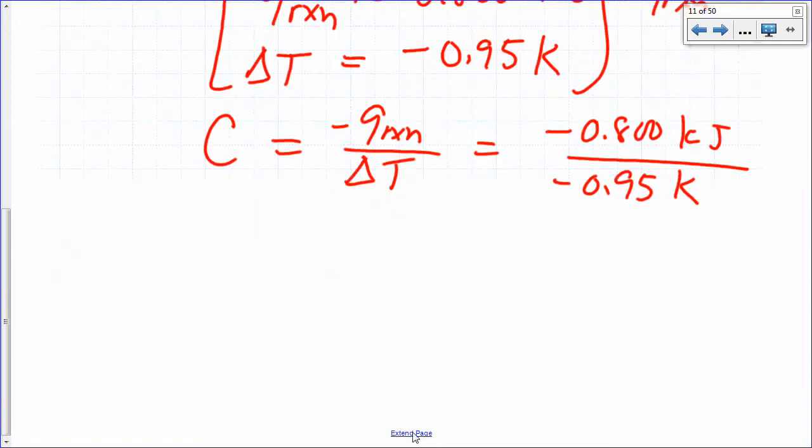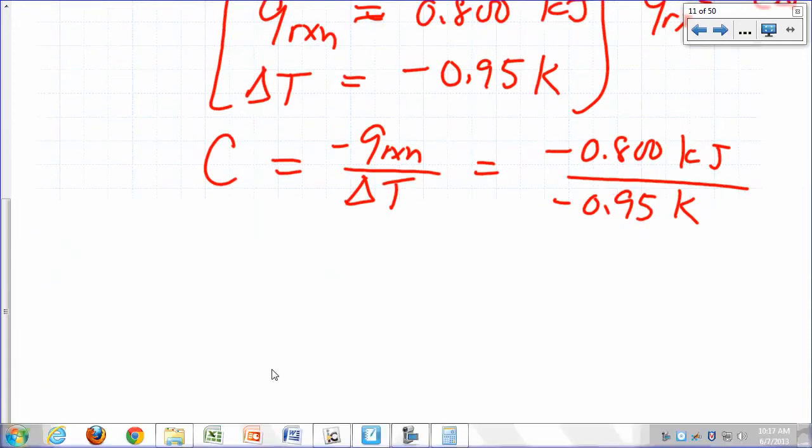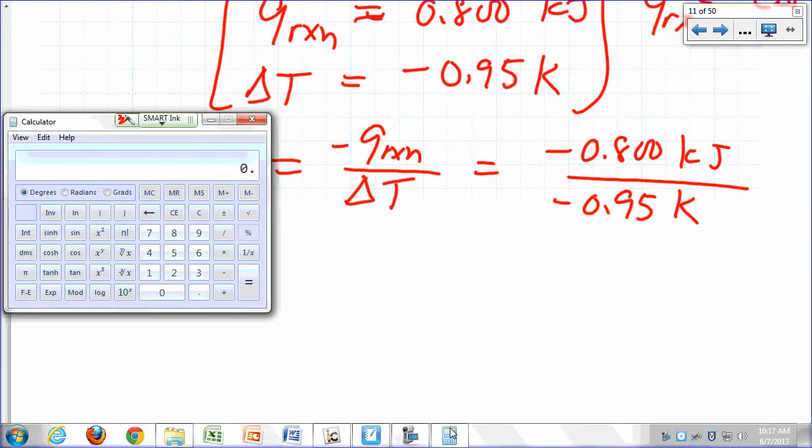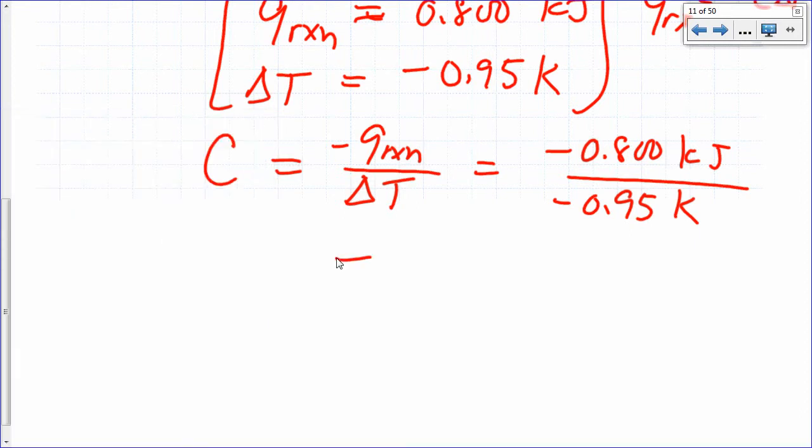Okay? So what would that be? Okay, let's see. 0.8, and let me change that to joules. So 800 divided by 0.95. 842. Okay. So that's going to be positive 842 joules per Kelvin.